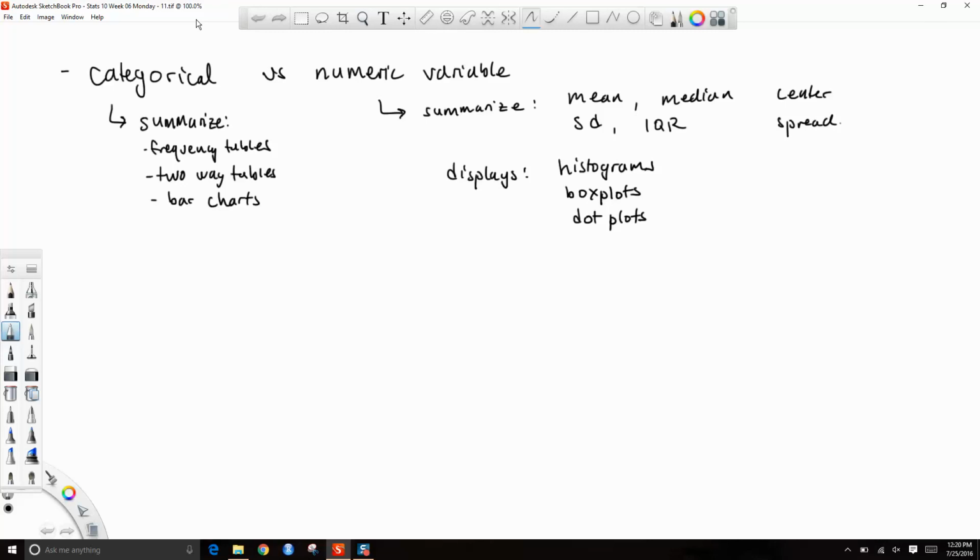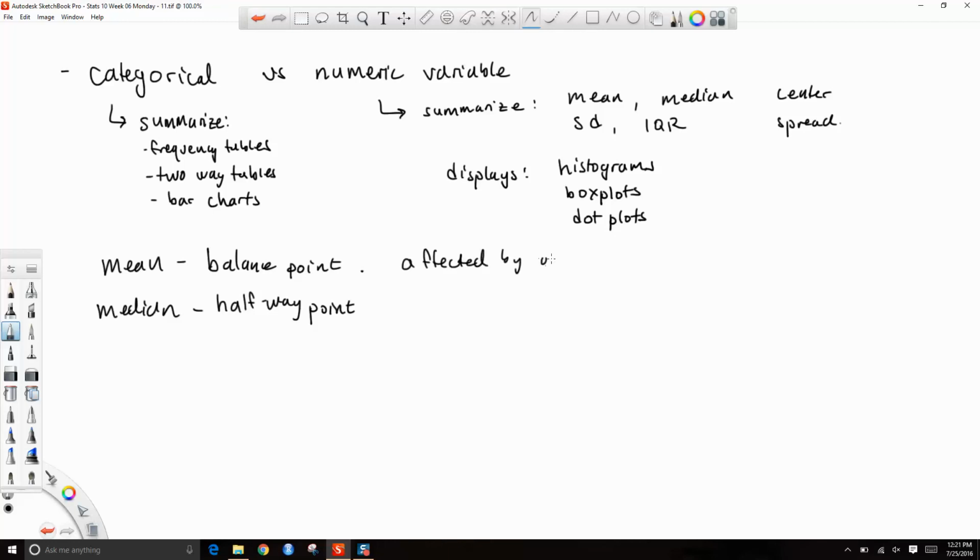Okay, do you remember our conceptual definitions for the mean and the median? What is the mean? Conceptual definition. And what's the median? Mean is the balance point of our data. What's the median? The halfway point. Okay. Which one's affected by outliers? Mean, okay, affected by outliers. And the median is not affected by outliers.